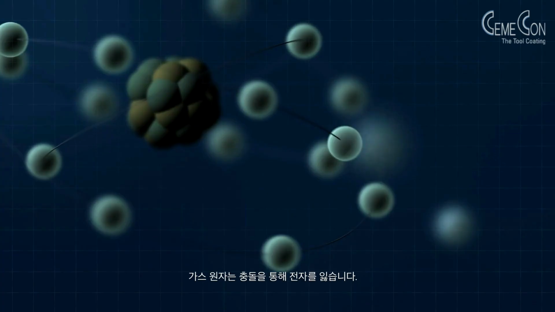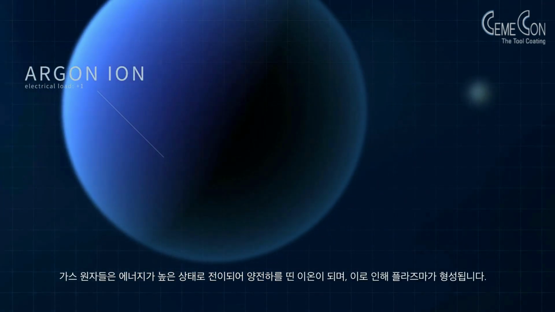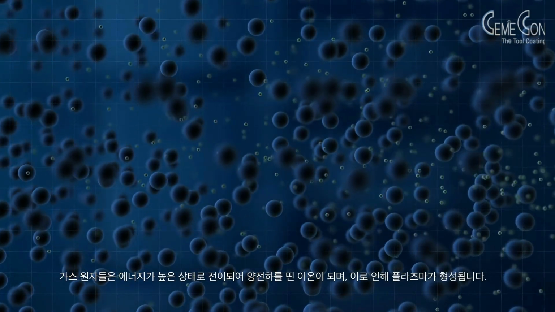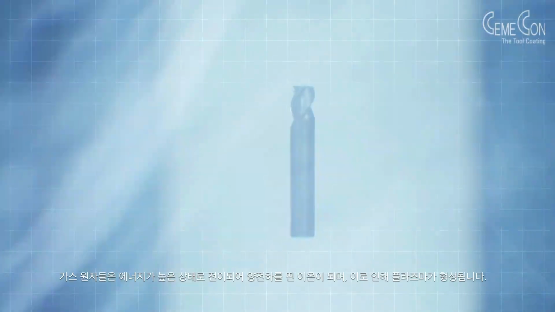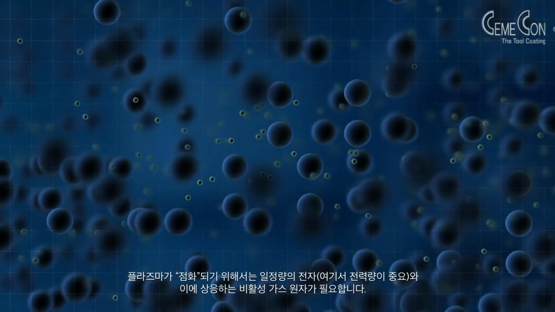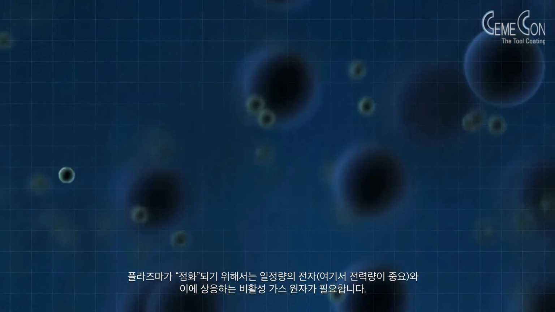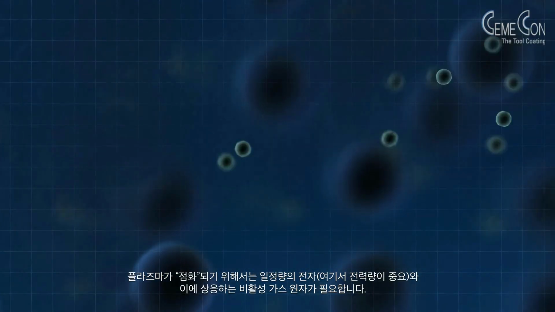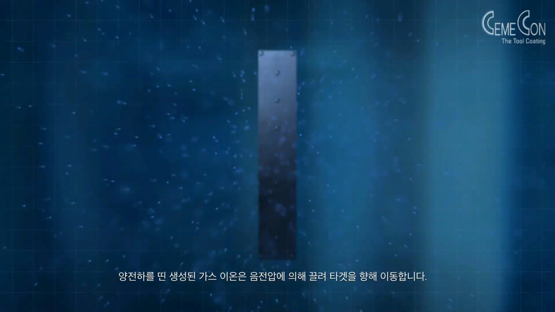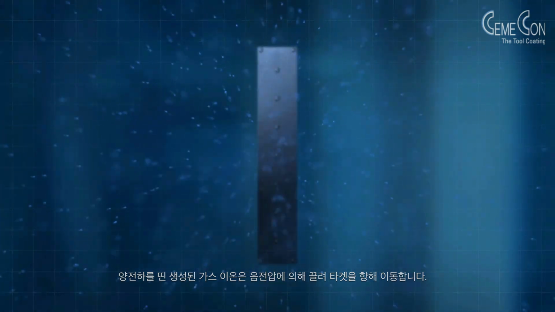The gas atoms lose electrons through the collision. They are transferred to an energetically higher state and thus become positively charged gas ions, thus creating a plasma. A certain amount of electrons, the amount of power plays a role here, and also a corresponding number of inert gas atoms are required for the plasma to ignite. Positively charged, the resulting gas ions are attracted by negative voltage. They head for the target.